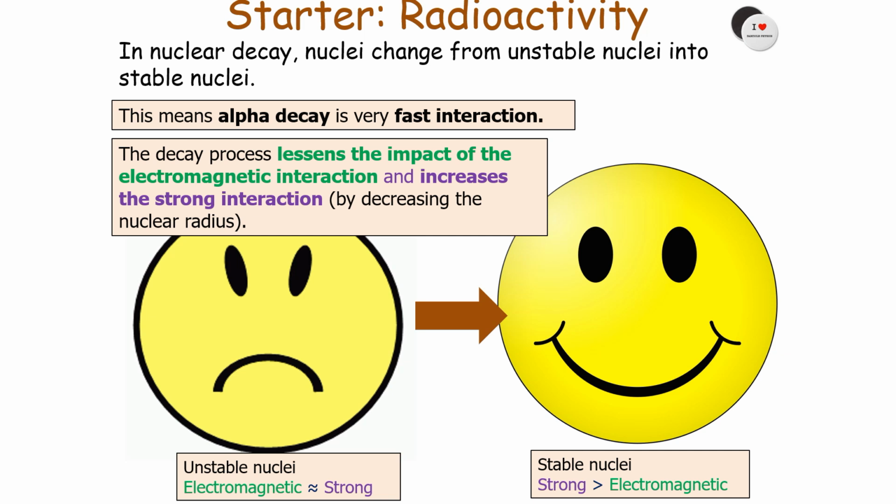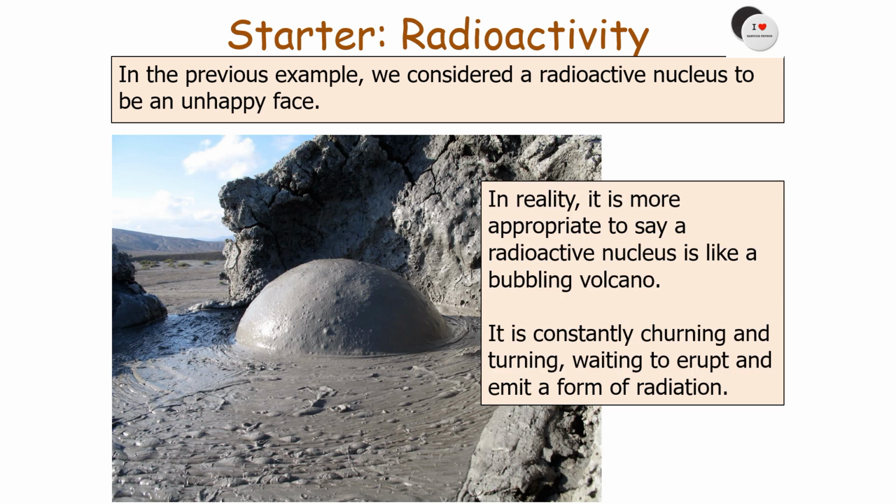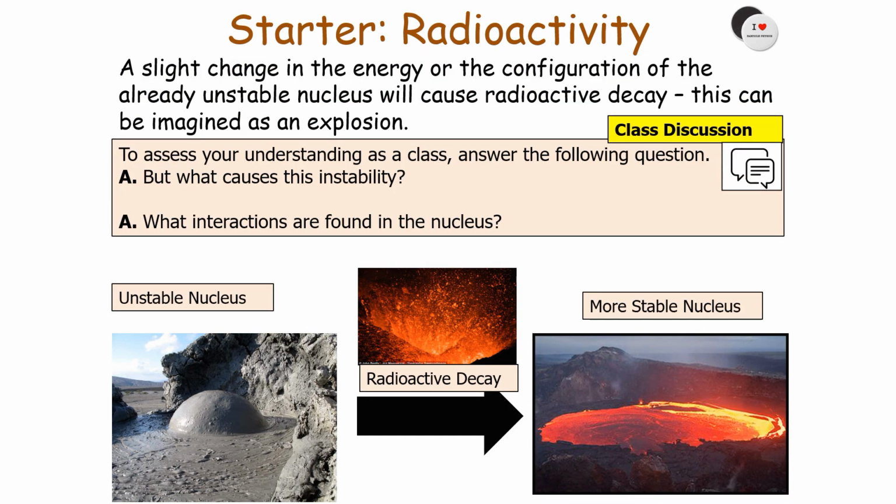Now in our previous examples we've considered radioactive nuclei to be an unhappy face. However, in reality it's more appropriate to say an unstable radioactive nucleus is like a bubbling volcano. It's constantly churning and turning, waiting to erupt and become more stable and emit a form of radiation. So a slight change in the energy or the configuration of an unstable nucleus will cause radioactive decay.